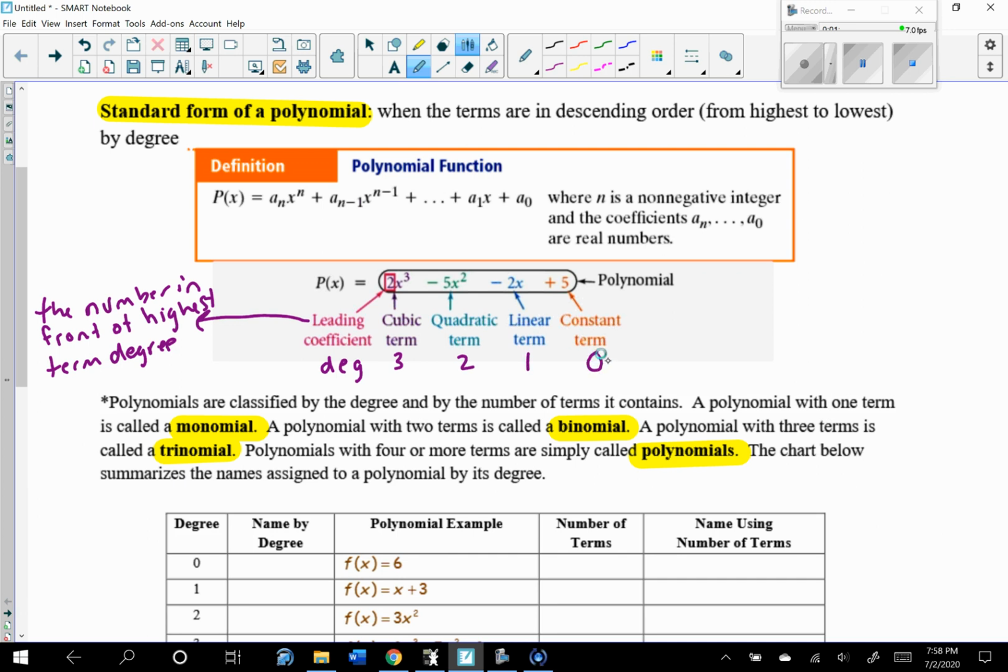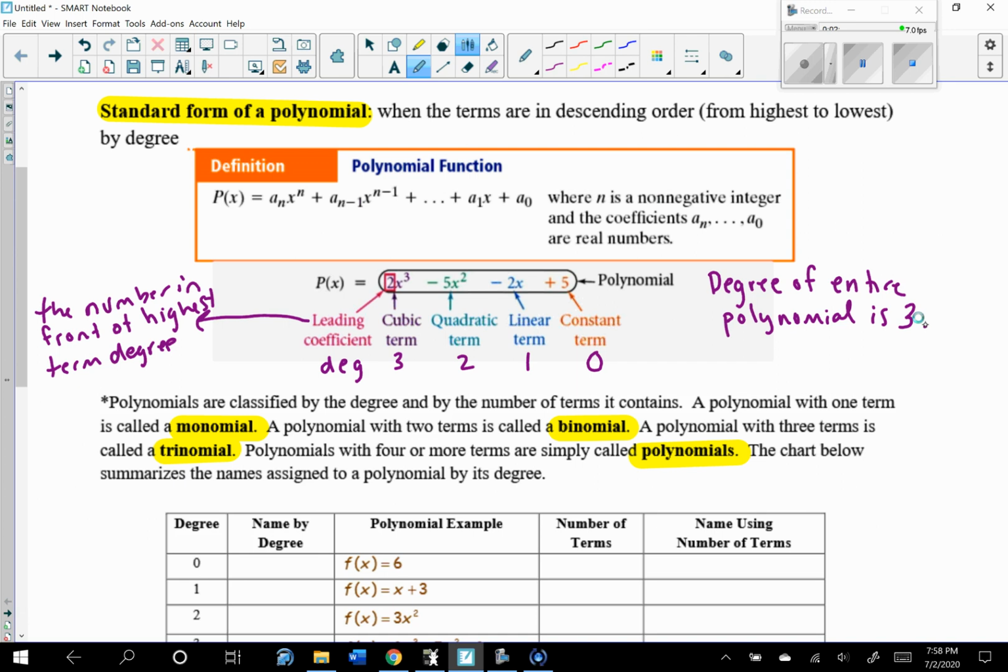And the degree of the entire polynomial is 3 because it's the highest when we were in standard form.